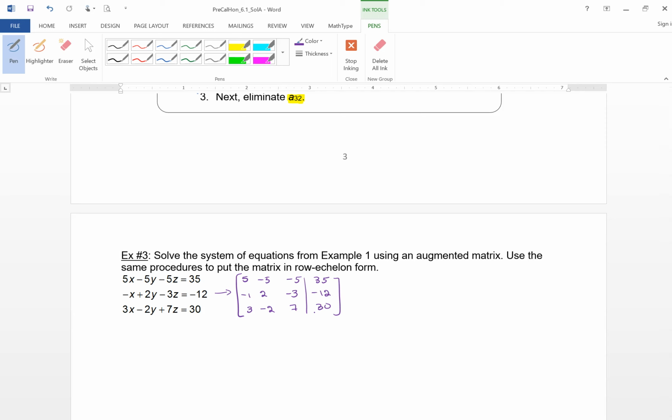What I want to do at the end of the day is have it such that this diagonal is all ones and everything underneath the main diagonal is a 0. So the first thing I'm going to do is multiply or divide this row by 5. I say 1 over 5 times row 1, and I get 1, -1, -1, 7. The rest will remain unchanged.